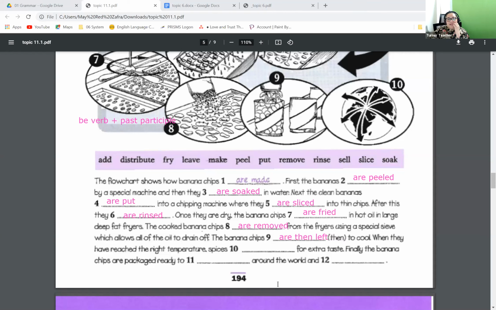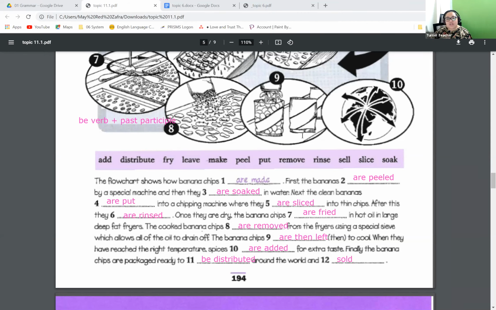Good. When they have reached the right temperature, spices blank. Added. Beautiful. For extra taste. Finally, the banana chips are packed, ready to distributed. I mean, to be distributed around the world and are sold. And sold. So this is correct.